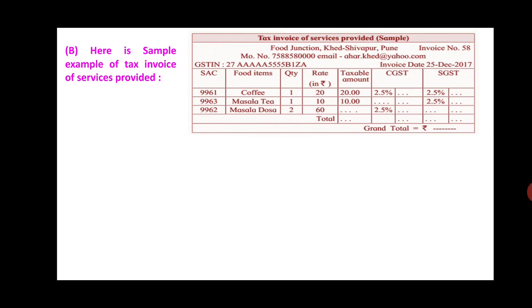Suppose this is the invoice of the service provider, Food Junction, Khed Shivapur, Pune. Invoice number they have written. Below there is a mobile number, email address, GSTIN number, invoice date, and so on. Here they have given SAC, food item, quantity, rate, taxable amount, CGST and SGST. Here we will consider 3 products. SAC number 9963, and the food item is coffee, quantity is 1. The rate is rupees 20, the taxable amount is 20, and the CGST rate is 2.5%. How much it will come, we will see.